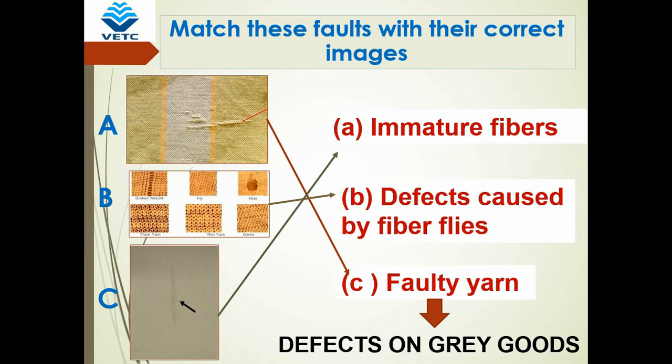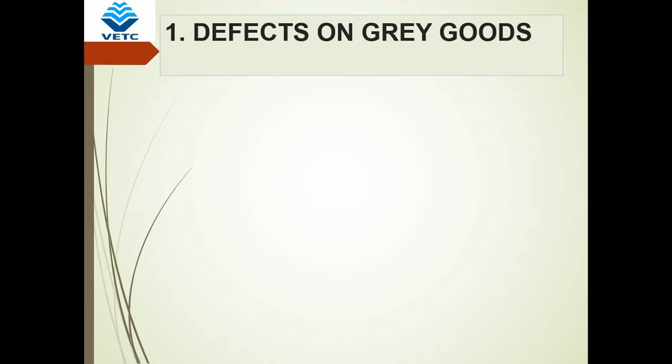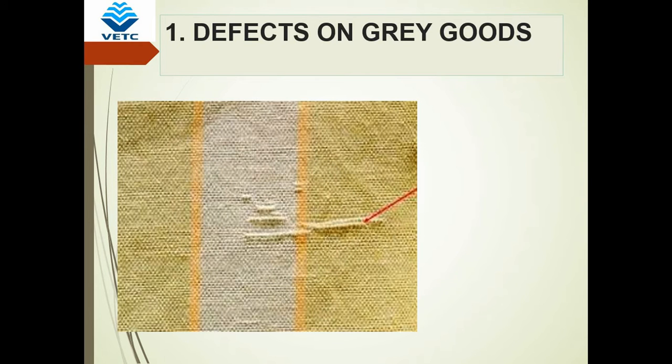So all of them we call defects on ragged. And this is number 1, defects on ragged. This one arises from mixing up of different viscose staple yarn batches into the one being used. So you say that's a faulty yarn.